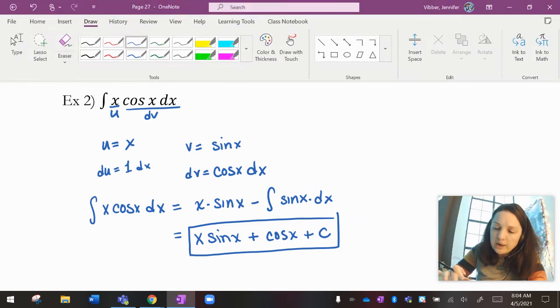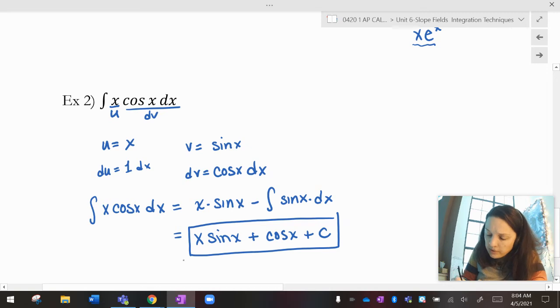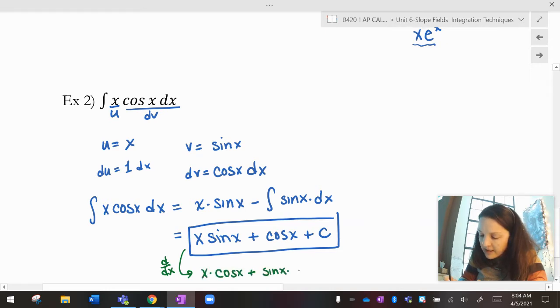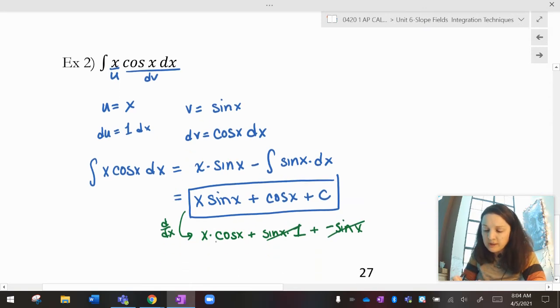Now let's check it here. If I were going to check our work and take the derivative, x sine x is a product rule: the first times the derivative of the second plus the second times the derivative of the first, plus the derivative of cosine x, which is negative sine x, and the derivative of c would be 0. Those add to 0, and I just get x cosine x, which is what I wanted.